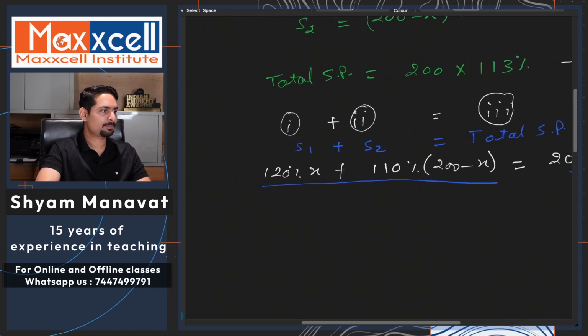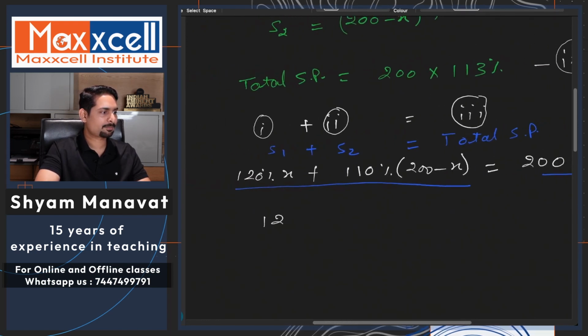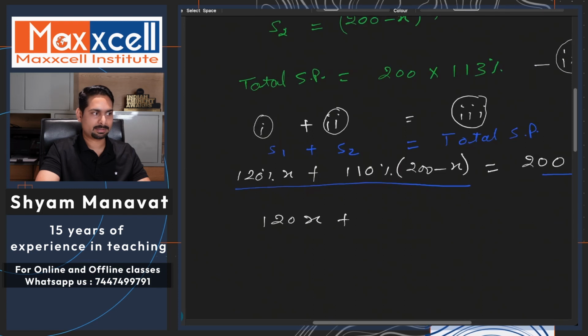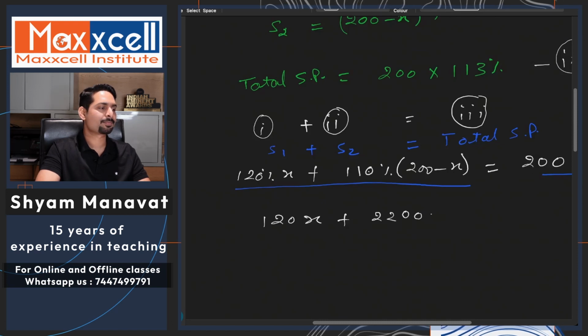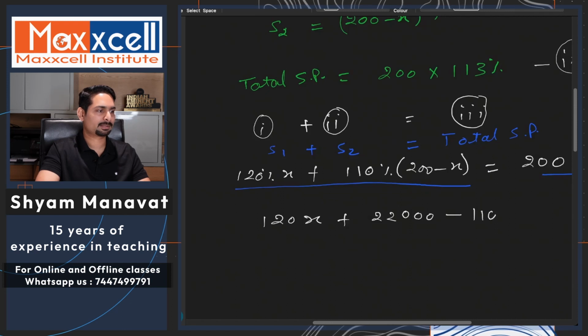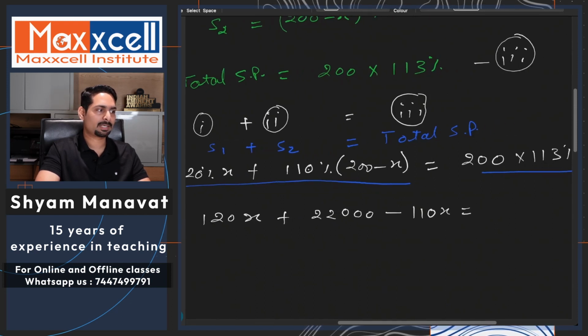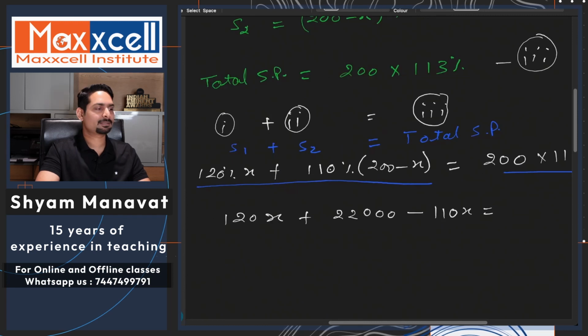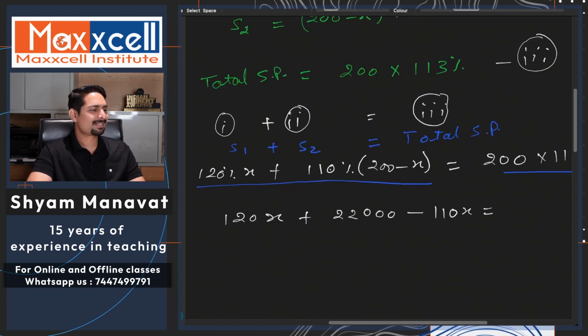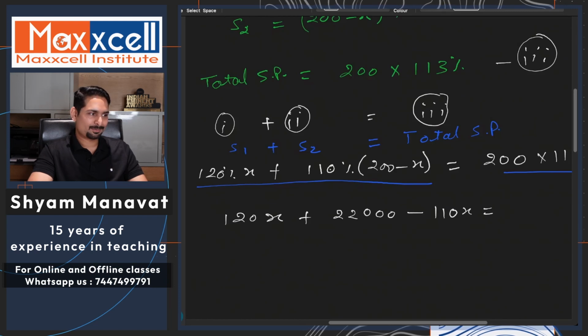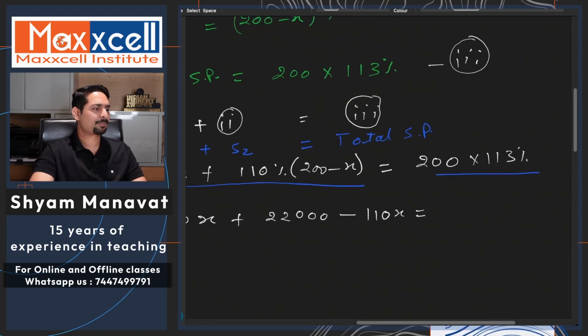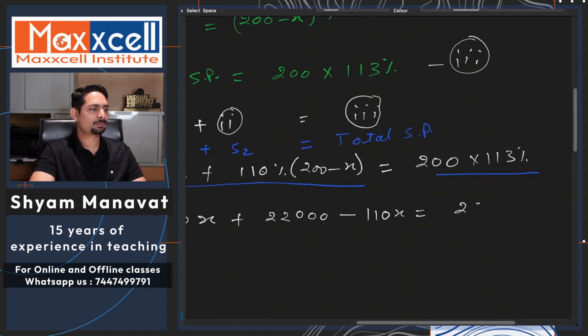Percentage sign is cancelled. So we have 120x. Let me open the bracket here. 110 into this. So 110 into 2 is what? 22. 1 zero here, 2 zeros here. So total 3 zeros. Minus 110x. Okay, that's how we open the bracket. 110 multiply by 200, 110 multiply by x. Okay, fine. Percentage we have taken common and cancelled with this part. Okay, here we have 200 into this. So I got 226 with 2 zeros. Simple.